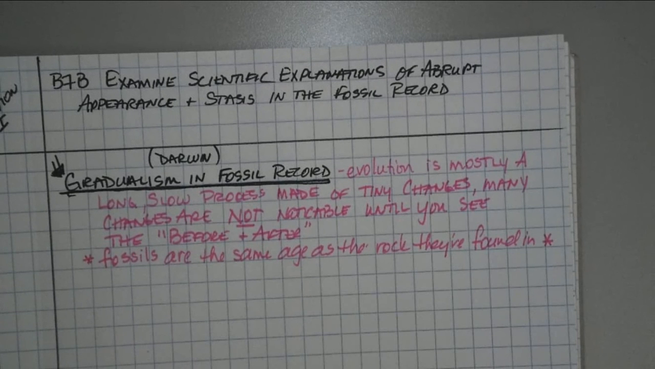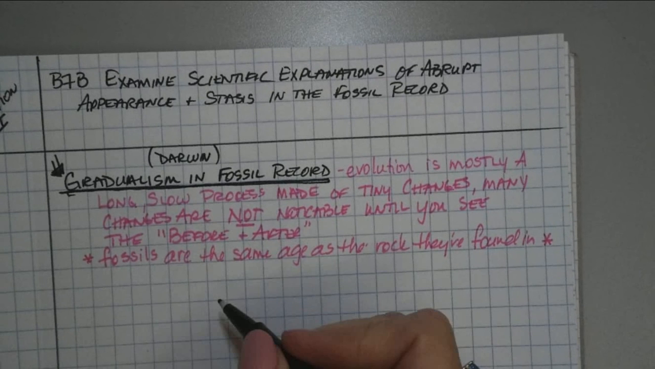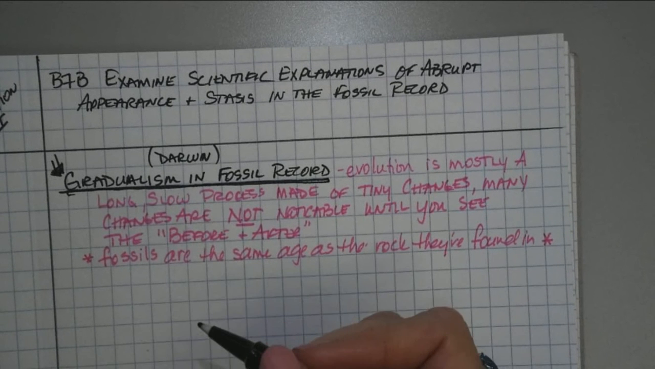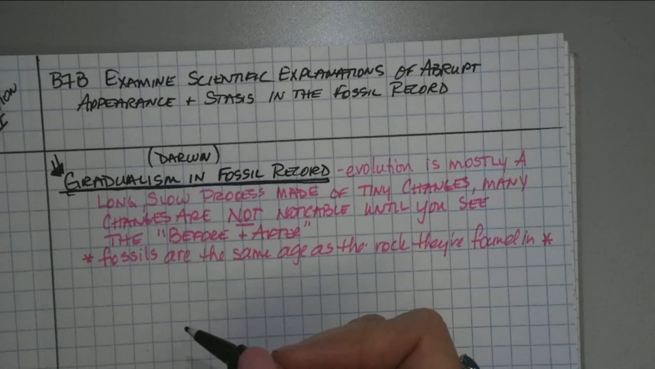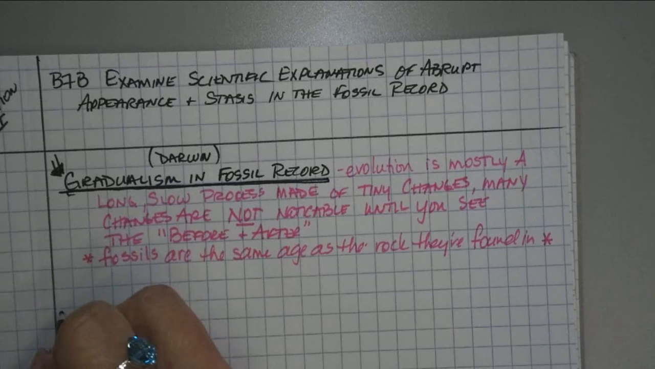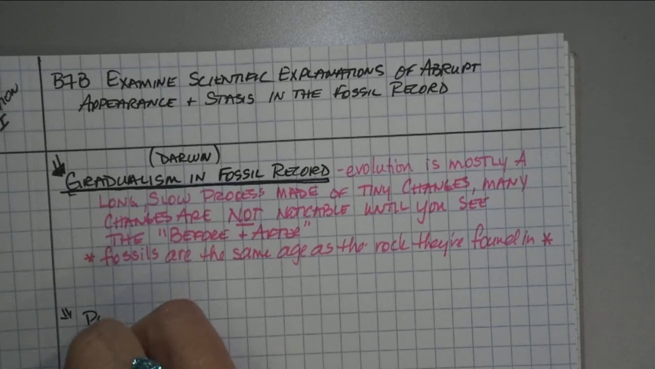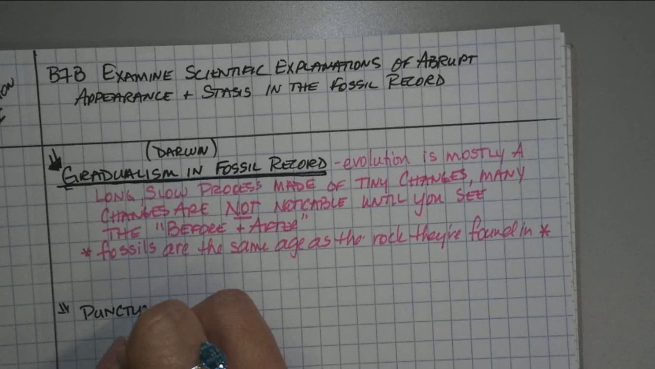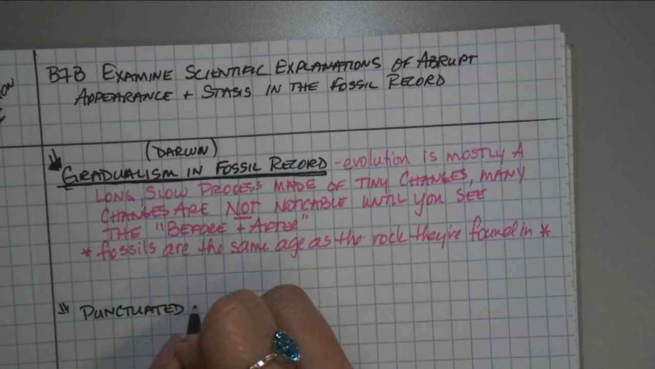Now, besides gradualism, quite a few years later, another guy came along and said, but what happens when you see one layer, you've got this fossil, and then the next layer, it's a similar thing, but man, it's a big change. And so the next thing we talk about is punctuated evolution in the fossil record.